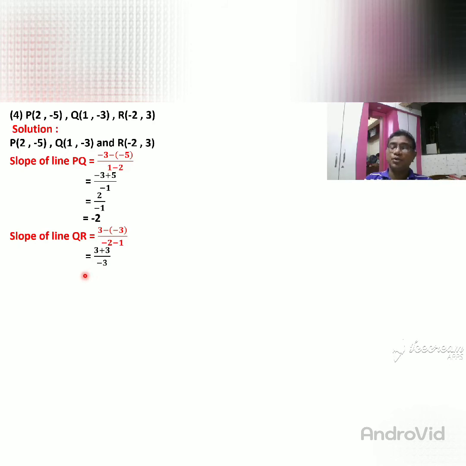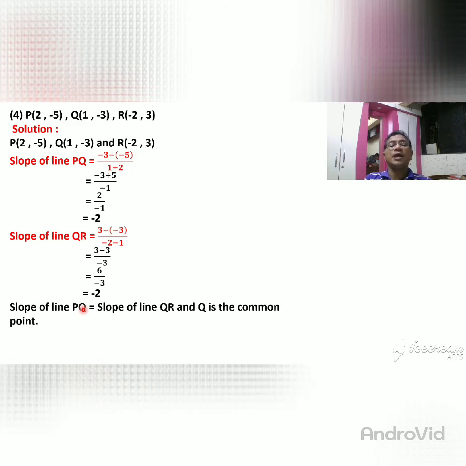So 3 plus 3, what do you get? 6. 6 divided by minus 3. 3 twos are 6, so you are getting minus 2. So the slope of line PQ is equal to minus 2. The slope of line QR is equal to minus 2. So the slopes are the same. So they are equal, minus 2, minus 2. So points P, Q, R are collinear. Do you understand? So these are called collinear.